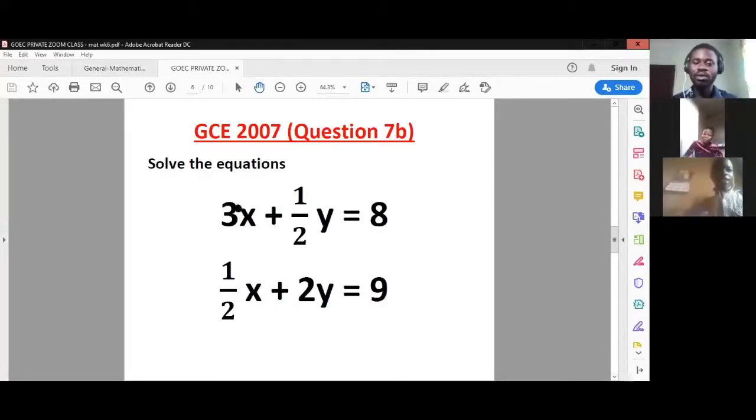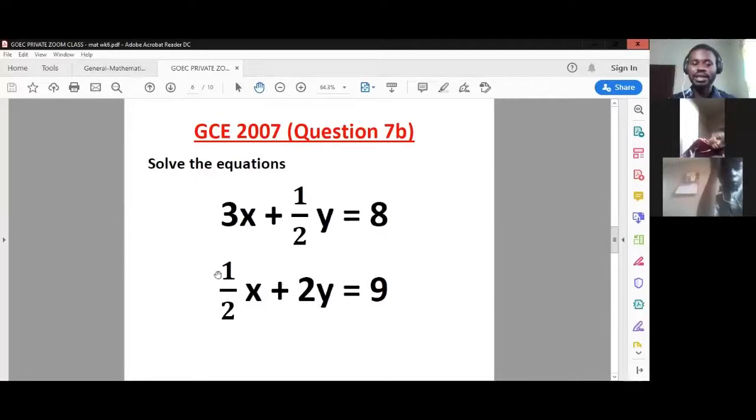So for equation 1, your new equation 1 will now be 6x plus y equals 16. By the time you have multiplied by 2, this one gives you 6x. You multiply this one by 2, the 2 will cancel this 2, so you only have y. The fraction has disappeared. That's how to clear fractions. And then 2 times 8 is 16. Now for your new equation 2, you have x plus 4y equals 18. That's your new equation 2.